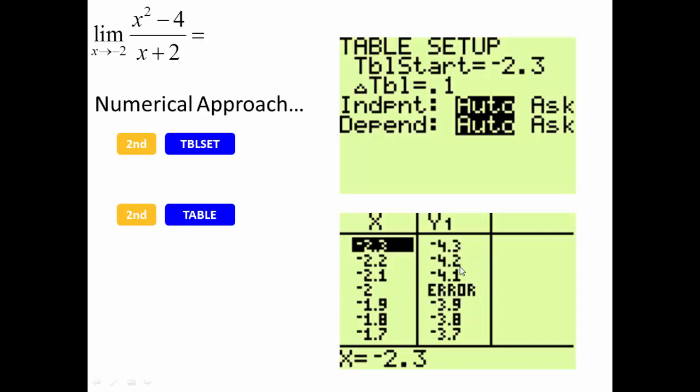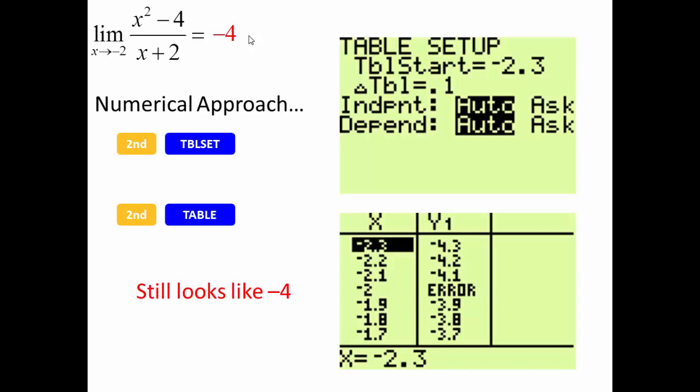But if I look at the values as they approach negative 2 from both sides, hopefully you would agree that if that error wasn't there, it would probably have said negative 4.0. So again, it still looks like negative 4 is the intended height. Therefore, the limit is still negative 4. So I've got a graphical argument as to why the limit is negative 4, and I've got a numerical or tabular argument as to why the limit is negative 4.